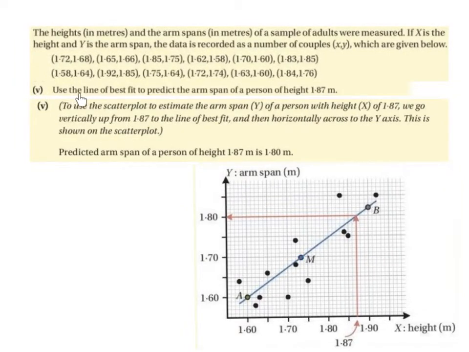Part 5. Use the line of best fit to predict the arm span of a person of a height of 1.87 meters. To use the scatter plot to estimate the arm span, which is y, of a person with a height, which is x, of 1.87, we go vertically up from 1.87 to the line of best fit, and then horizontally across to the y-axis. So we go to 1.87, which is here. We draw a line up until we touch our line of best fit. Then we draw a line across and we end up at 1.80. The predicted arm span of a person of a height of 1.87 meters is 1.80 meters.